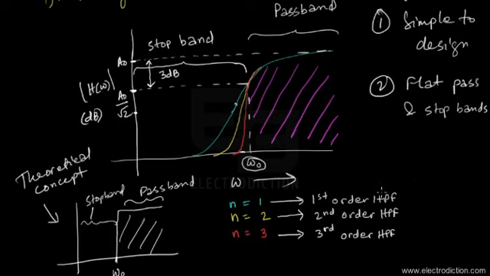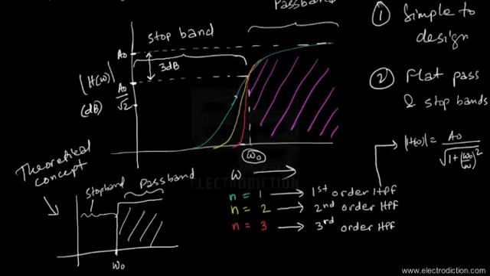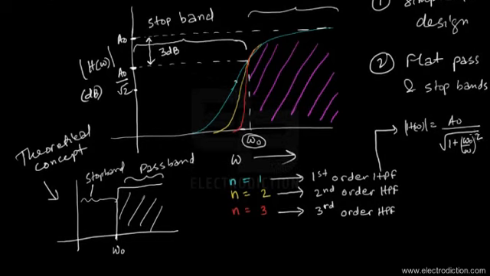For a first order high pass filter, the transfer function would look something like this, as I'm going to show you. That's going to be a0 divided by the root over 1 plus omega 0 by omega to the power 2. Since n equals 1, we have the transfer function changing this way.